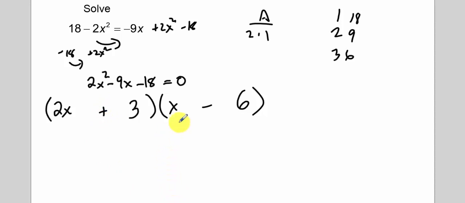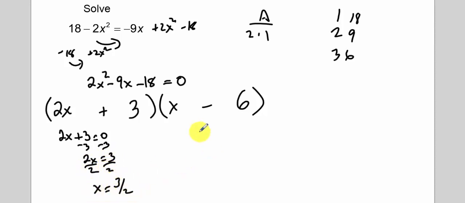All right. Now again, if you're not comfortable with this, go ahead and use that x method. That'll work for you as well. So in this case, I have 2x plus 3 is 0. Subtract 3, giving me 2x equals 3, divided by 2, and x equals 3 halves. x minus 6 equals 0. Add 6, so x equals 6. And there's my solution.